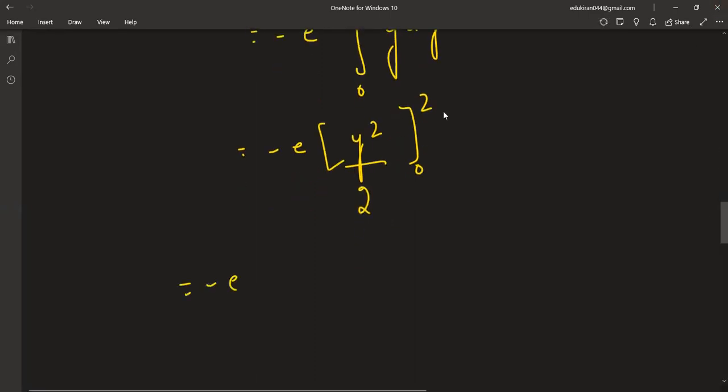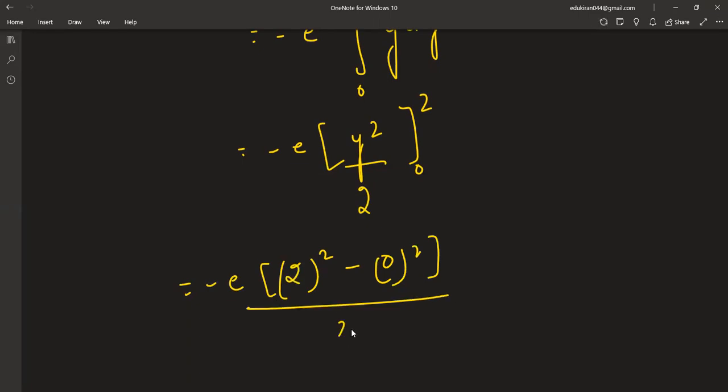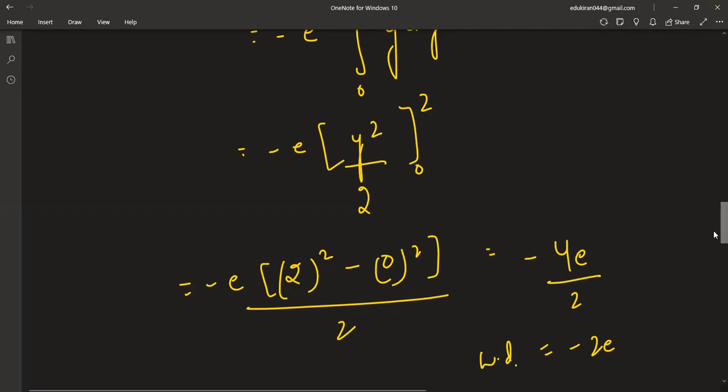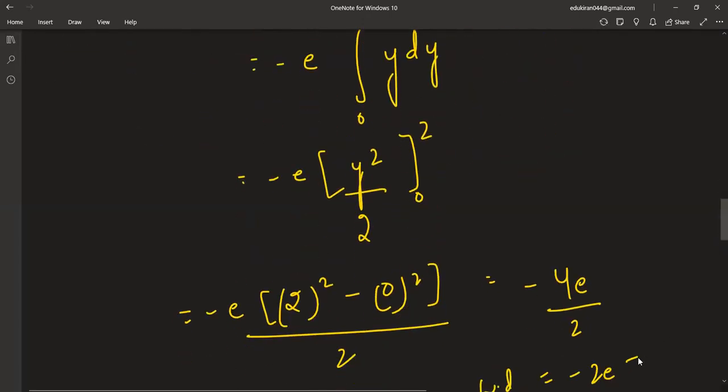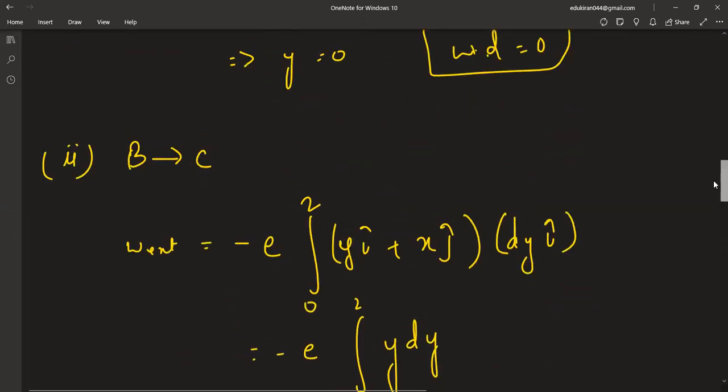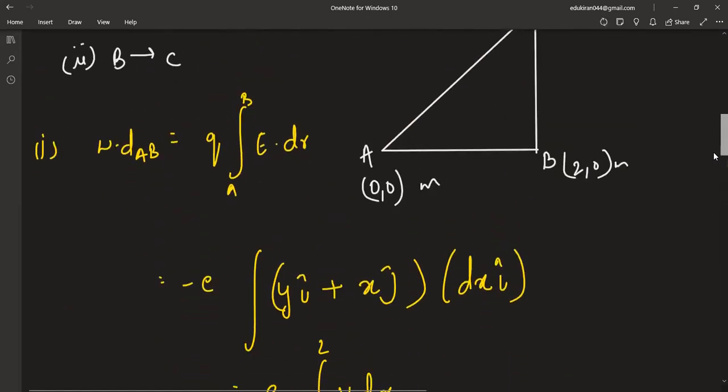So with this minus e, you put the upper limit first. As you go by normal integration, the answer will be 4 by 2. So that becomes minus 4e by 2, right? Minus 4e by 2, so this becomes minus 2e. This is the work done. If you want, you can put in the value of the electronic charge. So the answer will be minus 3.2 into 10 to the power minus 19 joules. That will be your complete answer. Here I have left the value of the electronic charge. All right, note down the solution.